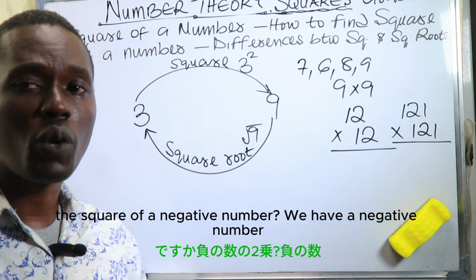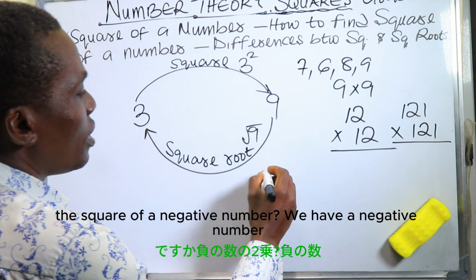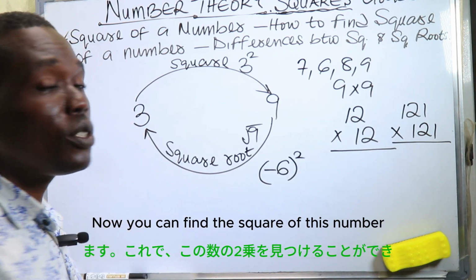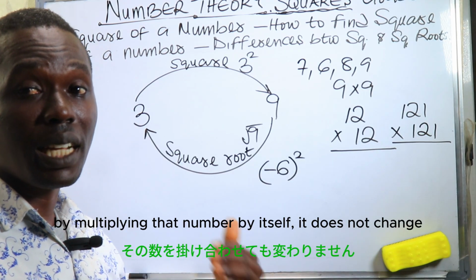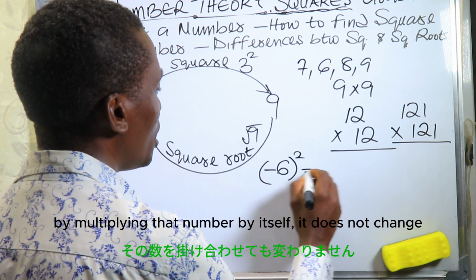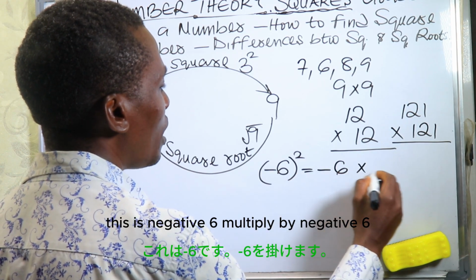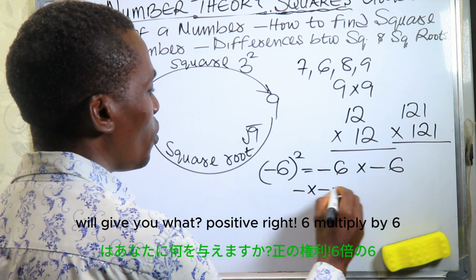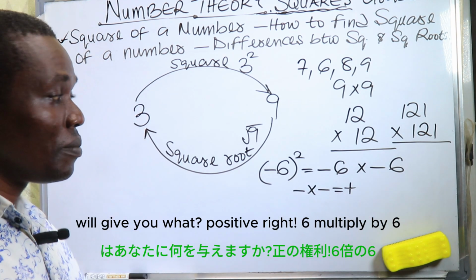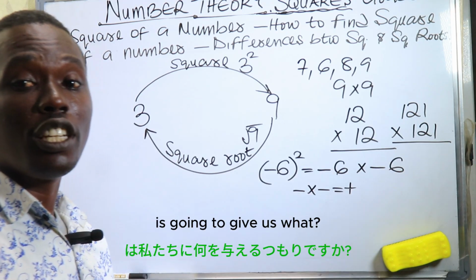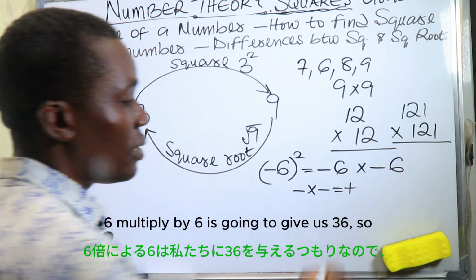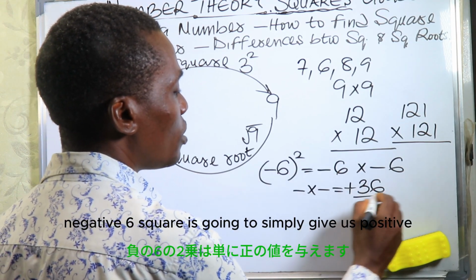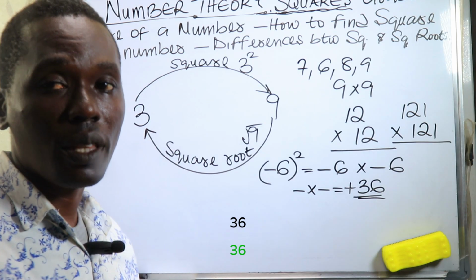What about finding the square of a negative number? We have a negative number 6 and it is raised to the power of 2. Now you can find the square of this number by multiplying that number by itself. It doesn't change. This is negative 6 multiplied by negative 6. Now negative multiplied by negative will give you positive, right? 6 multiplied by 6 is going to give us 36. So negative 6 square is going to simply give us positive 36.